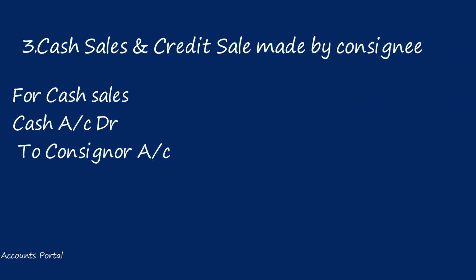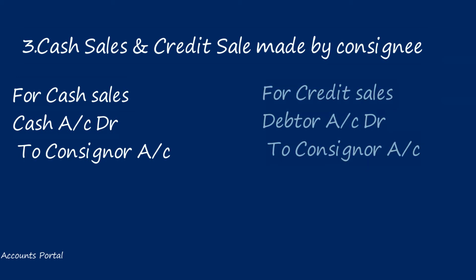Next, for credit sale, the general entry. In normal business, when you make a credit sale, what is the general entry? Customer account debit to sales account, or debtor account debit to sales account. Here, same, Nana. Debtor account debit, instead of sales, we write the consignor's name. Debtor account debit to consignor's account, being goods sold on credit.